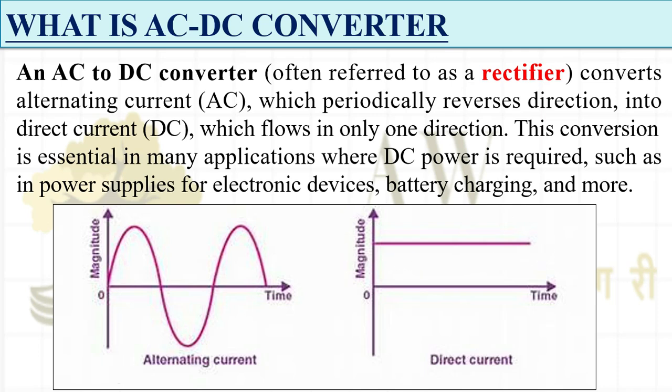Take our mobile phone charger. A mobile phone charger needs a DC power supply. But what comes to our houses? We receive 230 volt RMS at our house, which is an AC quantity having a frequency of 50 hertz. So we need to convert it. That is why this circuitry is used. This circuitry is called an AC to DC converter, also called a rectifier. Okay, so how will we convert it?